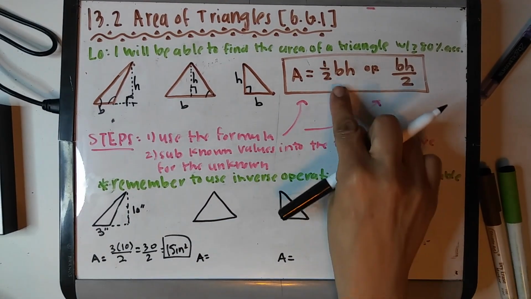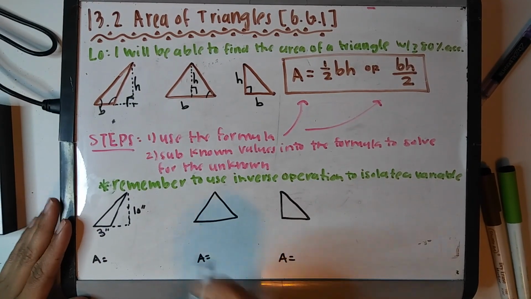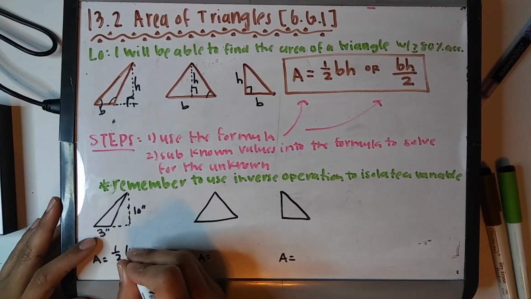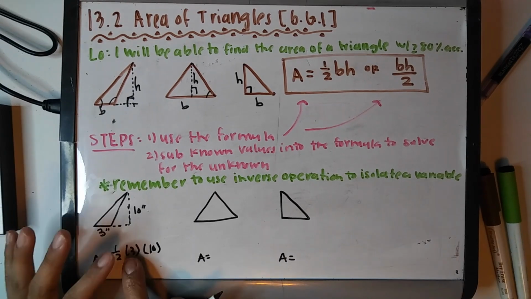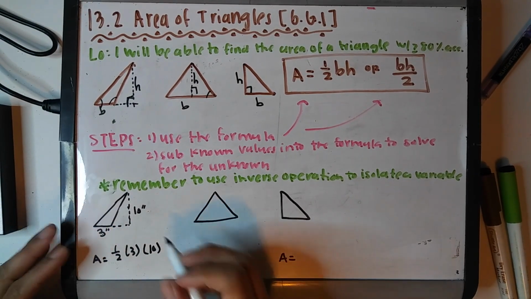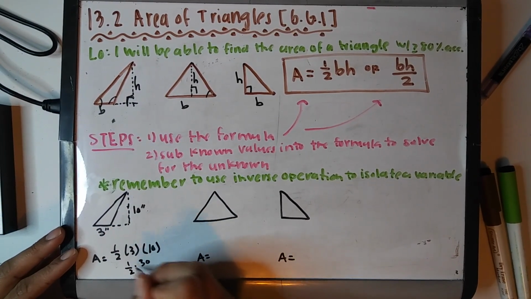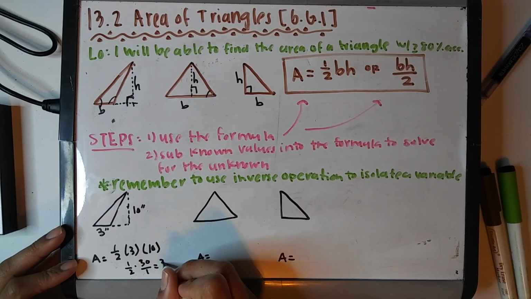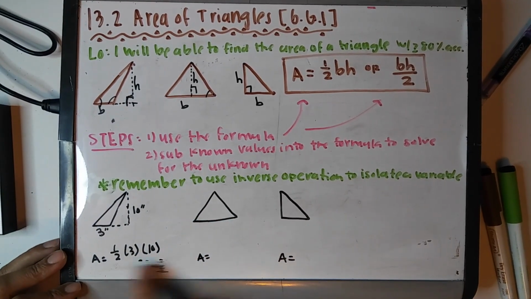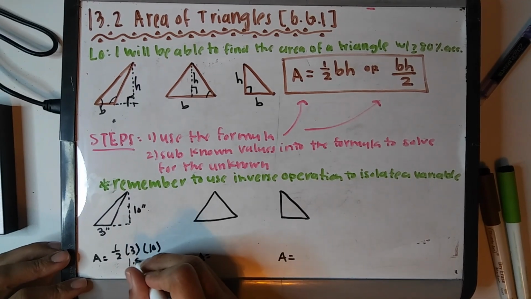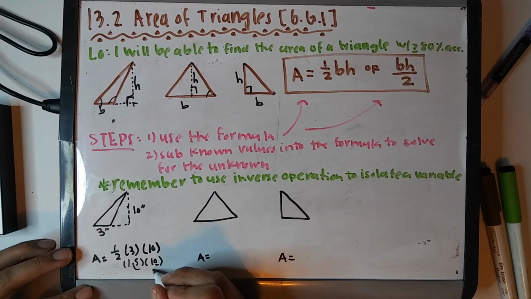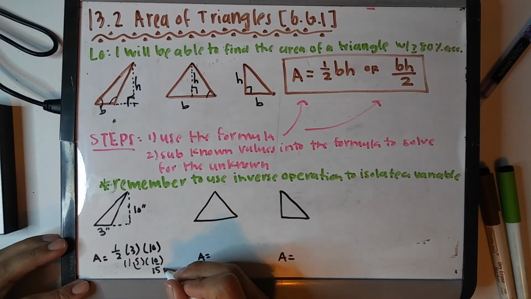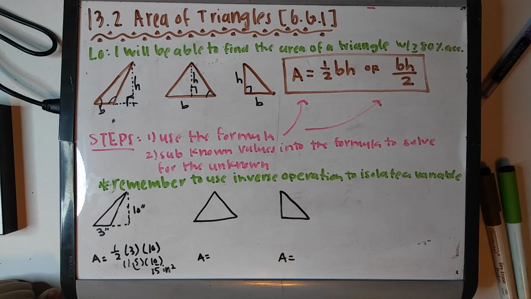If you use this method, I have to do 1/2 of my base times the height. So this is multiplication, so you can't even start with this. So 3 times 10 is 30, and then 30 times 1/2, you multiply straight across, and that's 15 again. Or you can do half of 3, which is 1.5, times 10. Remember, when I multiply by 10, I move my decimal once to the right, so that's gonna be 15 again, so 15 square inches.